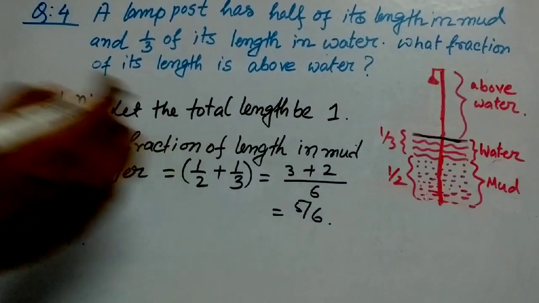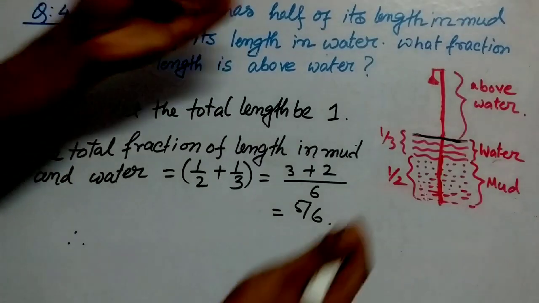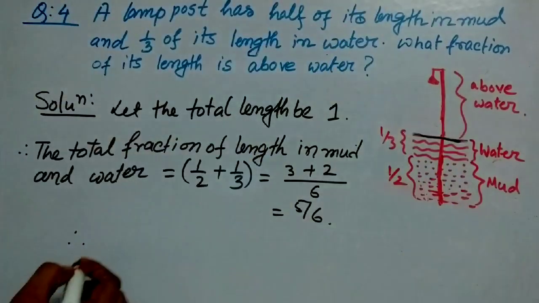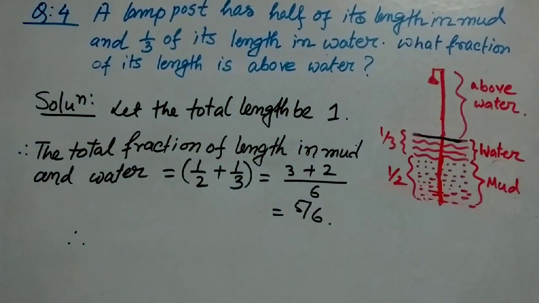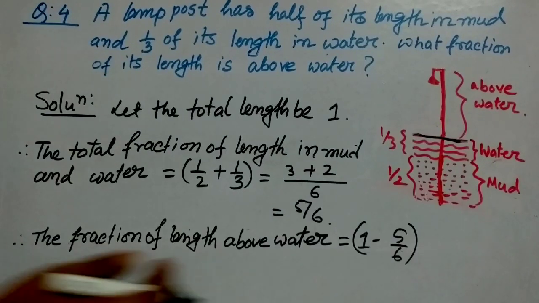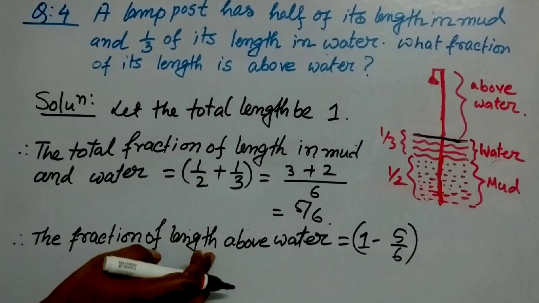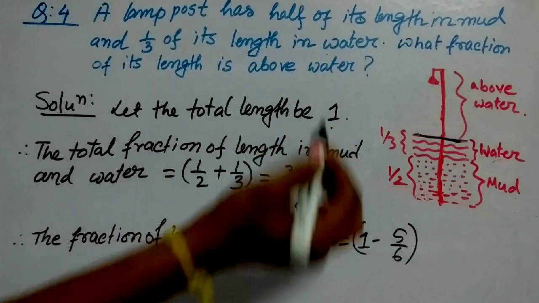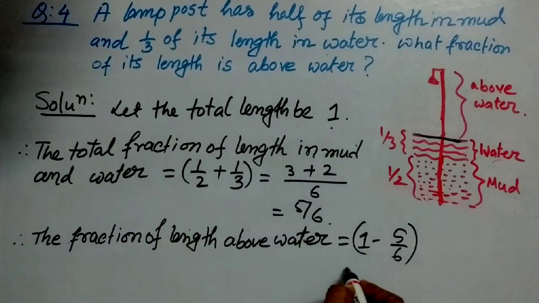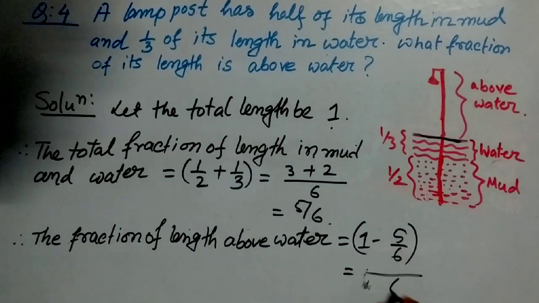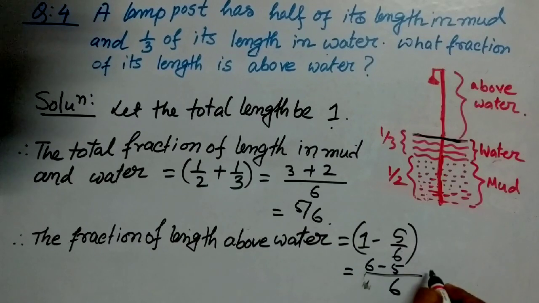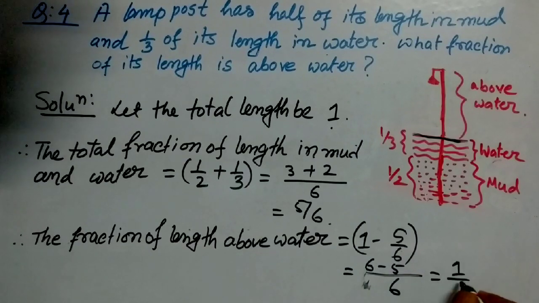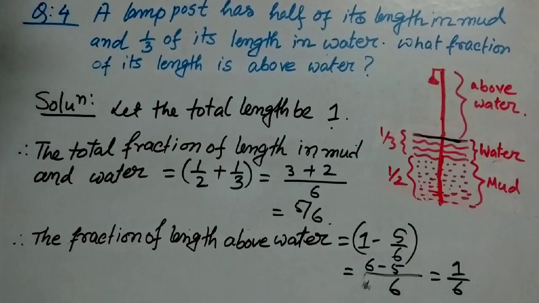Now therefore the fraction of the length that is above the water is equal to, okay, so it will be the fraction of length above water equals to 1 minus 5 by 6, because 1 was the total length we assumed. So this will be equals to 1, that is the LCM is 6, so it will be 6 minus 5, that equals to 1 by 6. So this is the answer.